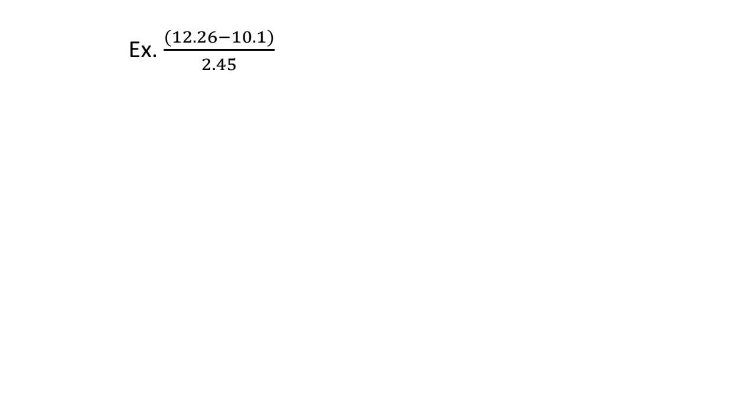Okay, let's look at this example. Now, if you remember the order of operations, it's PEMDAS: parentheses first, then exponents, multiplication, division, addition, and subtraction. So we have a set of parentheses that we're going to do first. When we do the actual subtraction, once again, I'm going to show you the long way to do it. So we have 12.26 minus 10.1. Okay. So we're going to take it and we get 2.16, and that's it.